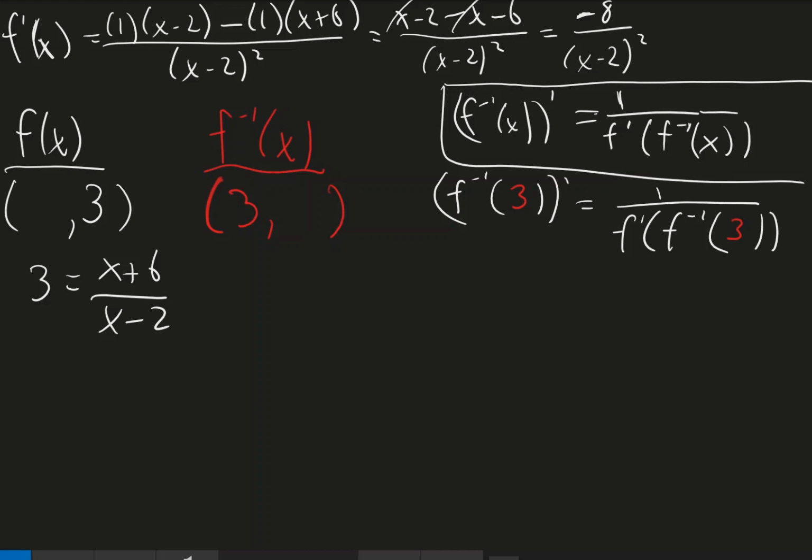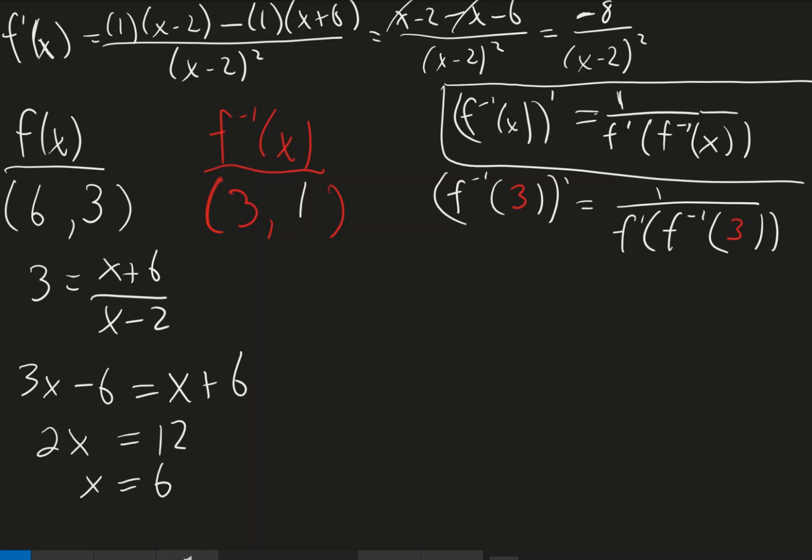I can multiply both sides by x minus 2 and distribute, subtract an x from both sides, add a 6 to both sides, and divide both sides by 2. It looks like on the function when y is 3, x is 6, which means on the inverse function when x is 3, y is 6.